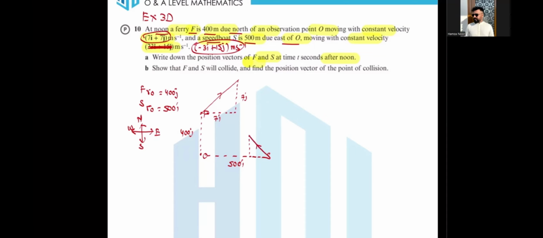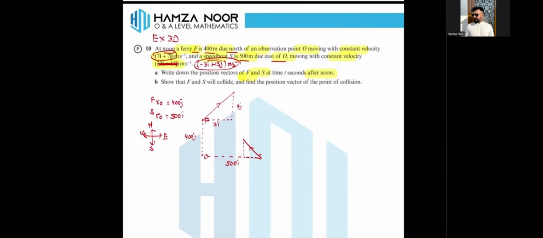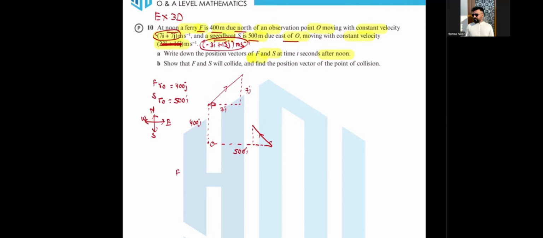In this path, the speedboat is traveling. The constant velocity vector tells us the direction of motion of the object. So now for the ferry, r = r0 + vt. So r is equal to what? r0 is basically 400j. So 400j plus (7i + 7j)t. So r is equal to 7ti + 400j + 7tj.